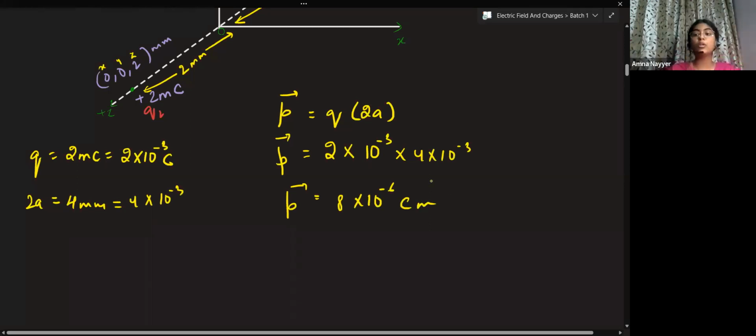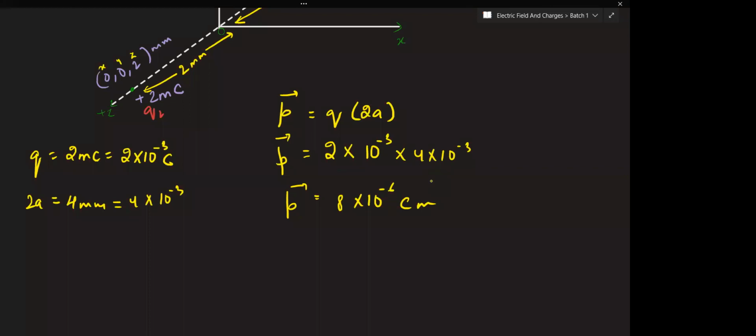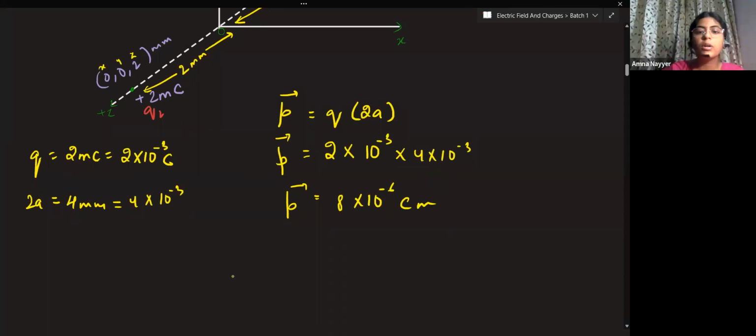This is the magnitude only. But is dipole moment a scalar quantity? Is this answer sufficient? No, it is a vector quantity. Since it's a vector quantity, one thing is required along with magnitude. What is that?